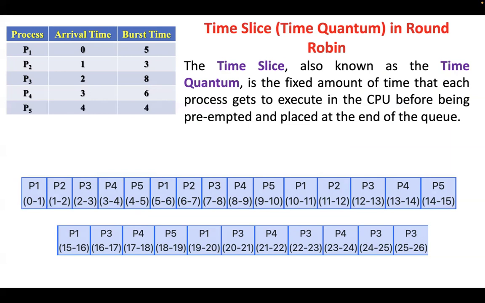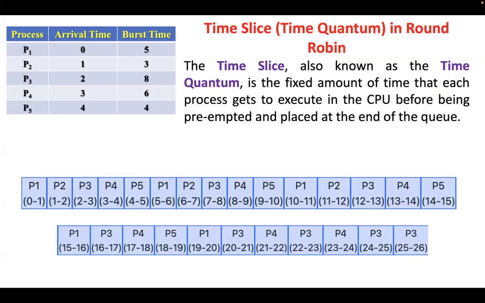Now, P1 arrived at 0, so if we start at 0, P1 will start execution. After one time unit is done, it will see whether there is any other process in the ready queue. So you see that P1 arrived at 0 and completed one time unit. Now it identifies that P2 has arrived, because the arrival time of P2 is 1. So now P2 would be given a chance to execute. That's why P1 is preempted. P2 is given a chance for one time unit.